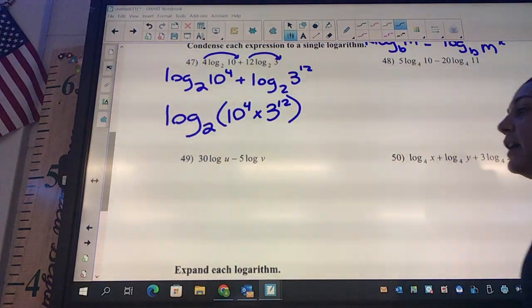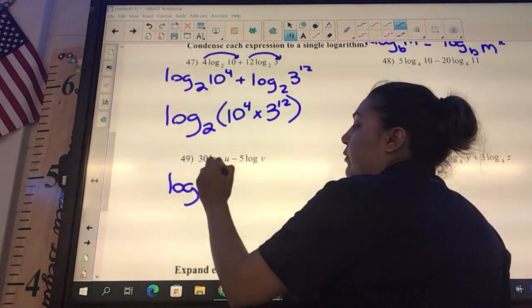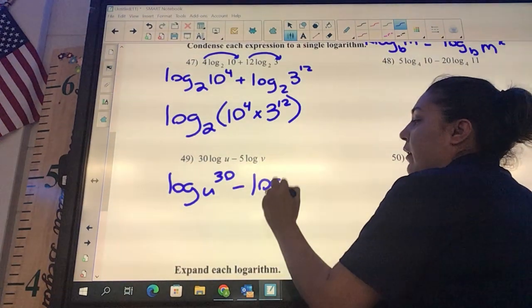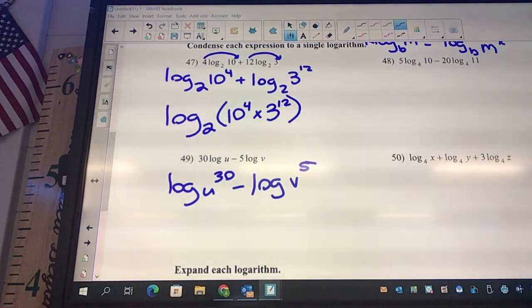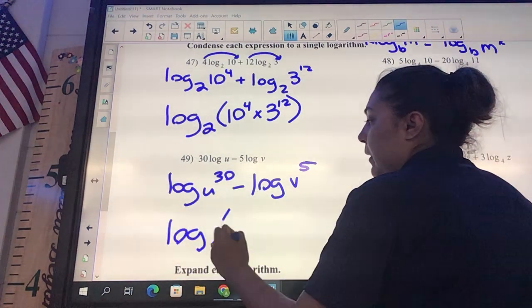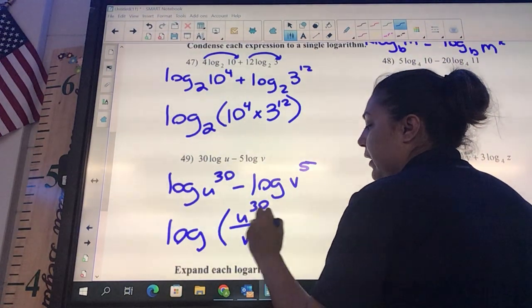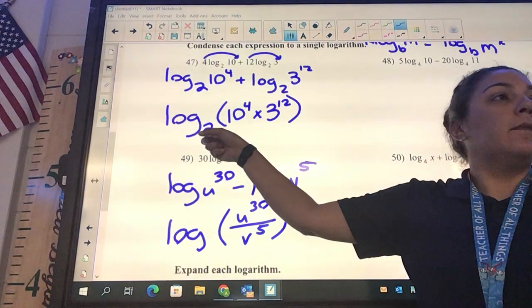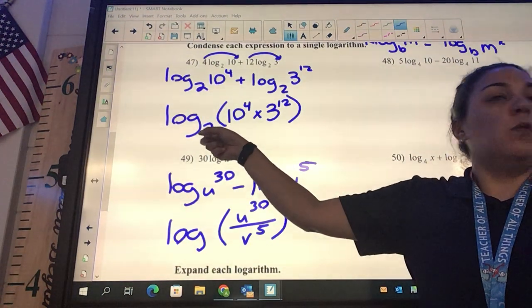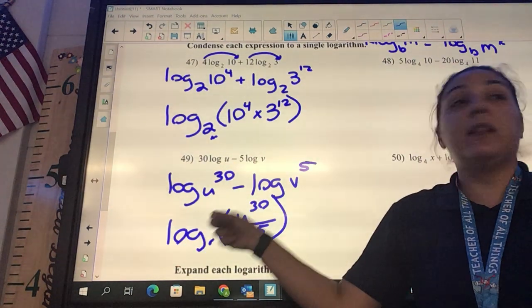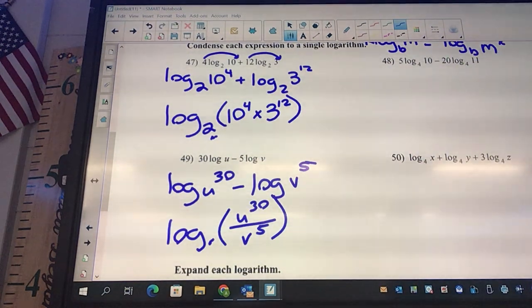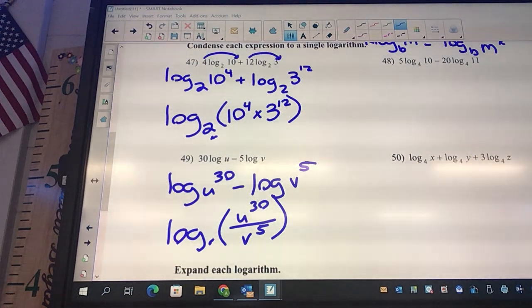Okay, 49. It's going to look like log of u to the 30th minus log of v to the 5th. Okay, this is a subtraction problem, so what do we do? Oh, it's going to be division. So it's going to look like log of u to the 30 over v to the 5th. If there's no little number right here, look, what is it? 10. Remember that, okay? If there's no little number with logs, it's a 10. So it would be log 10. You don't have to write the 10, but you can.